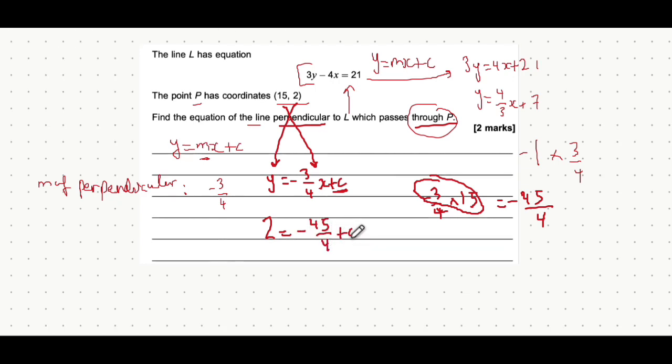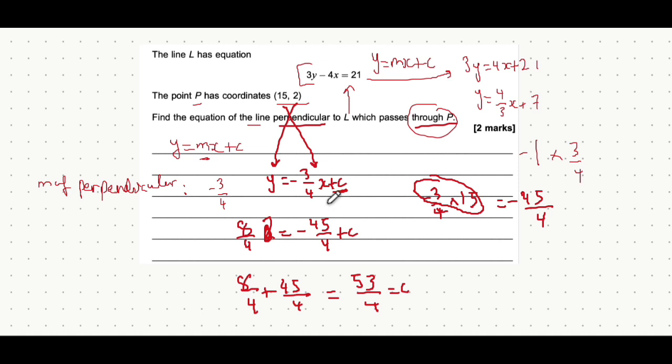In this case, the value of c is found by adding 45 over 4 to both sides. Before you do that, I want to give you a tip. To add these easier, let's make the denominator of this whole number match this denominator. Well, if we put 2 as a fraction over 4, we know the numerator will be 8 because 8 divided by 4 is equal to 2. This helps because now when you add 45 over 4 to both sides, on the left hand side you'll have 8 over 4 plus 45 over 4. We know how to add fractions where the denominator is the same. We just add the numerators together. So that's equal to 53 over 4, and that's your value of c.